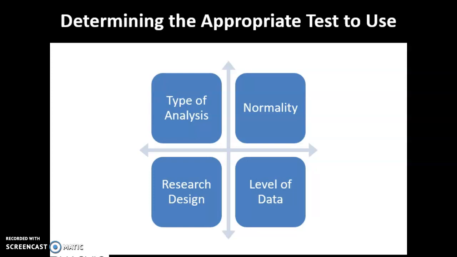If you're looking to find a difference, then you would use the dependent or the independent t-test. But if you were looking for correlation, then you would use either Spearman or Pearson's rank order test.